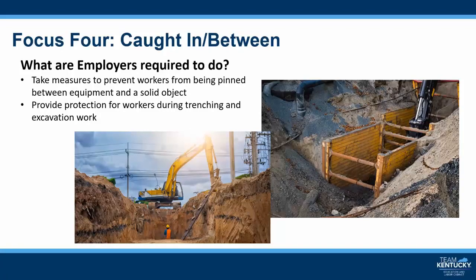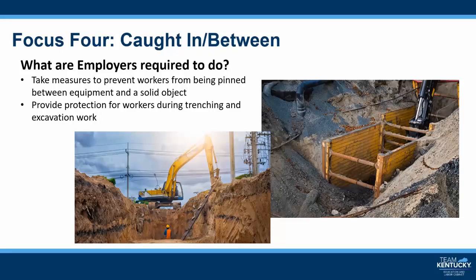OSHA standards on trenching and excavations require the employer to designate a competent person to inspect the trenching operations. The competent person must be trained in and knowledgeable about soil classification, the use of protective systems, and the requirements of the OSHA standard. The competent person must be capable of identifying hazards and authorized to immediately eliminate hazards. The employer must ensure that all excavations that are less than 5 feet in depth are inspected by the competent person to determine if there is a need for protection.